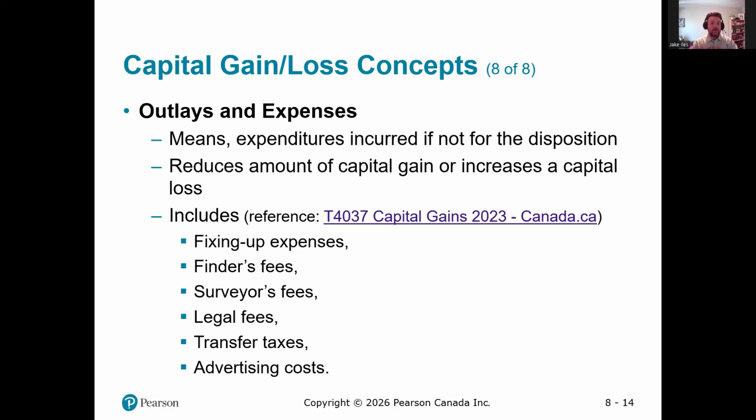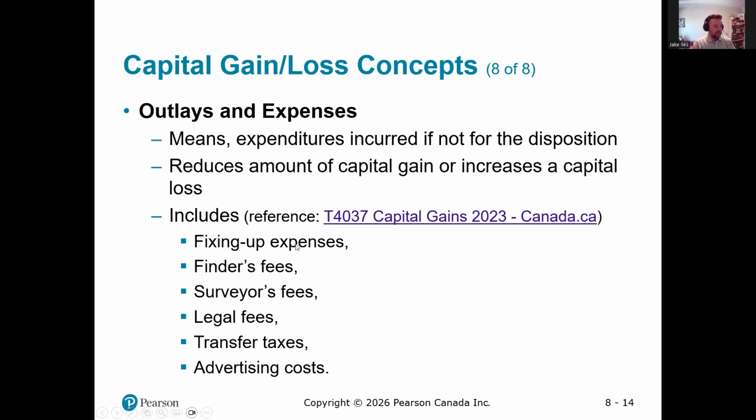received. So I sold it for 300,000, I received 300,000, 5,000 went to the lawyer, 15,000 went to the real estate agent, so I paid out 20,000. So I got 300, paid 20, so really I received 280,000. So our proceeds are usually allowed to reduce based on our outlays. So that also reduces our capital gain or increases a capital loss, right?